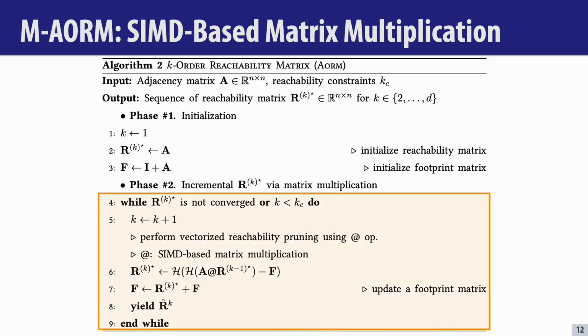In the incremental reachability computation phase, it performs k-order optimal reachability matrix computation via the vectorized reachability pruning. To obtain a Boolean reachability matrix, we exploit the Heaviside step function H(x). This function returns 1 if x is larger than 0 and 0 otherwise. And it updates a footprint matrix F. Then it incrementally produces the optimal reachability matrix according to the hop count k. It performs this procedure iteratively until the k-order reachability matrix is converged or reachability constraints are reached.